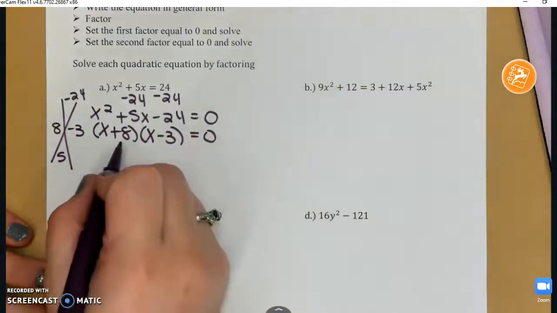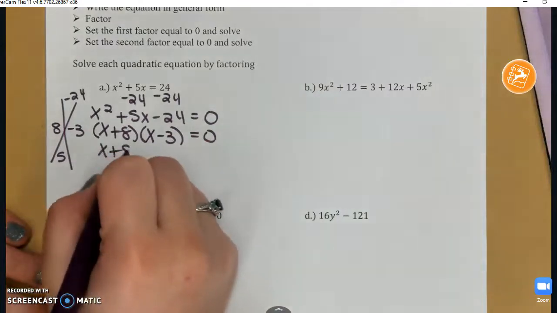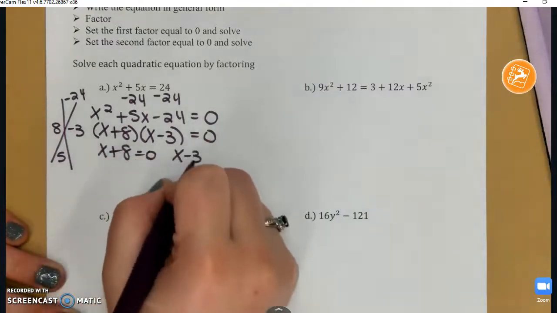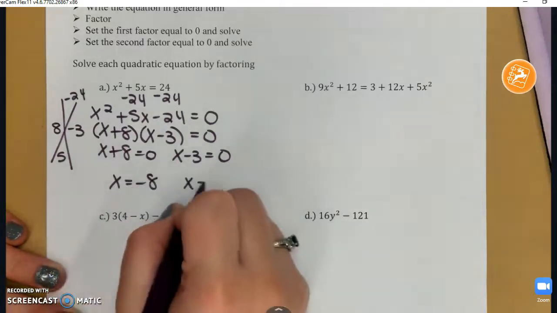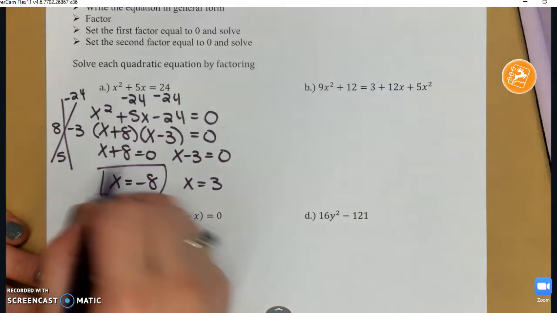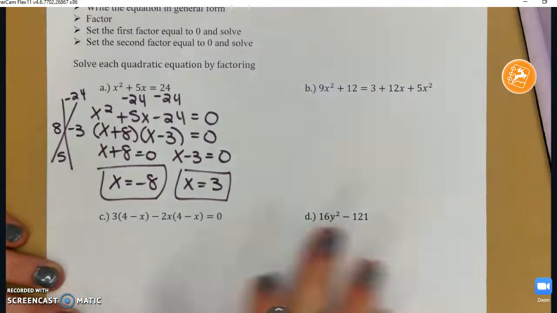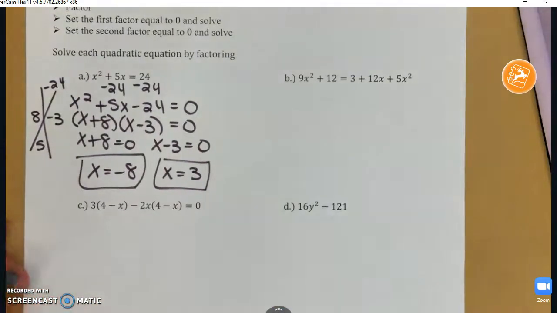And now that I finished factoring, I set each parentheses equal to 0. And these are each one-step equations, and so I'm going to get that x is negative 8 and x is positive 3 as my two solutions. All right, on to B.